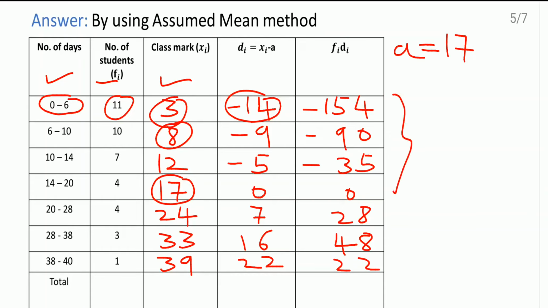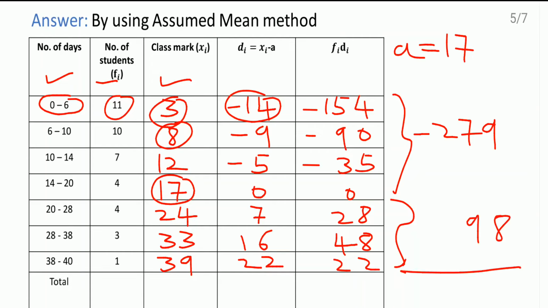Now if you do the sum of these three, it comes as minus 279, and the sum of these three comes as 98. If you add these two numbers, you get minus 181. 9 minus 8 is 1, and 27 minus 9 is 18, with a negative sign. Now, the sum of the frequencies, that means the total number of students, is 40.